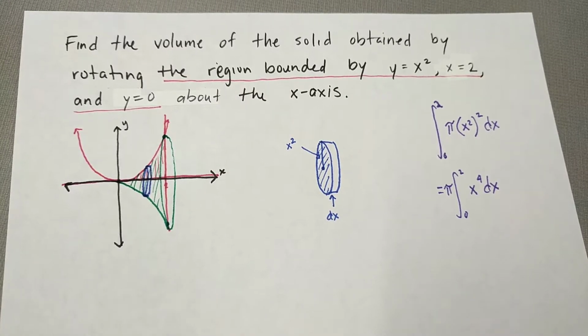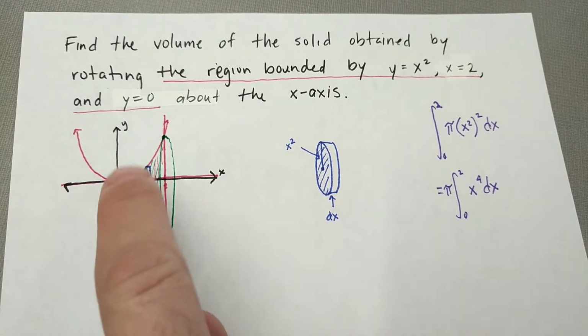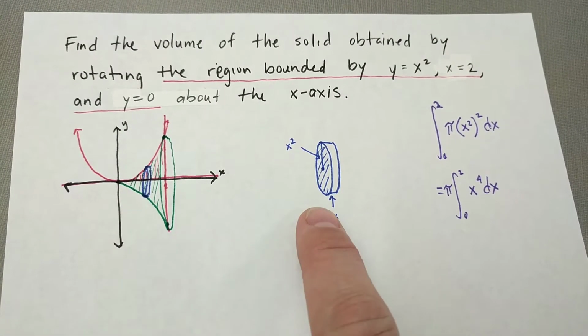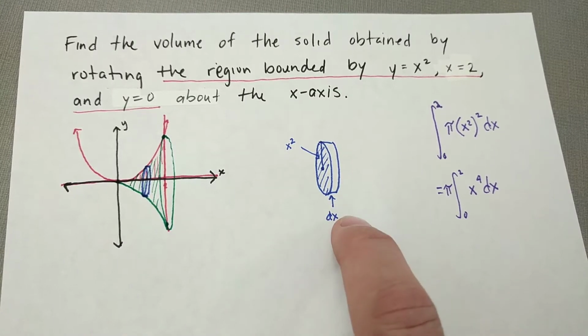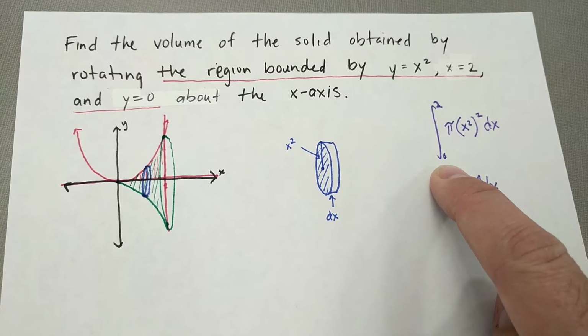Okay. So, quick recap. Graph the region, rotate the region, pull out a disk, find the volume of that disk, and then think about an infinite number of disks.